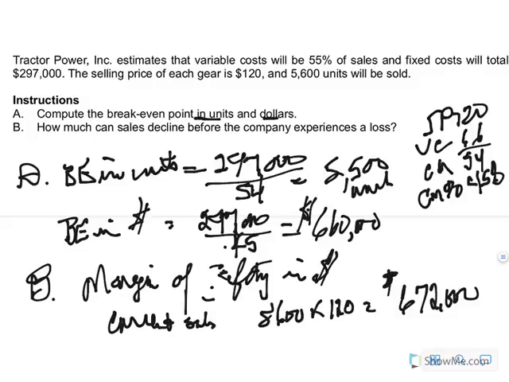$672,000 is the current sale, in excess of what they need to break even, 660. So therefore, they have a very small cushion, only $12,000. Sales only have to fall $12,000 in sales revenue, and we are going to be in a loss position. So it's kind of a risky company. Remember, the margin of safety is the current sales minus what I need to break even.